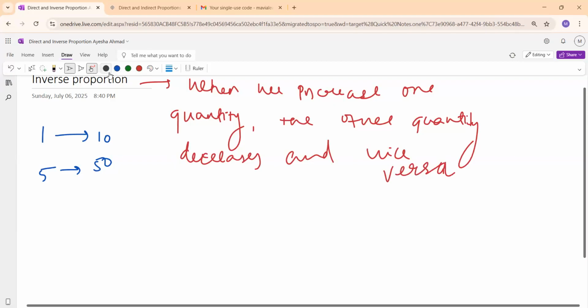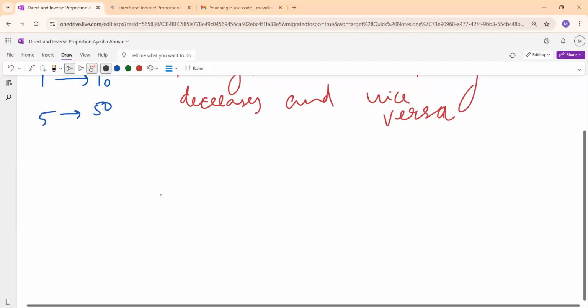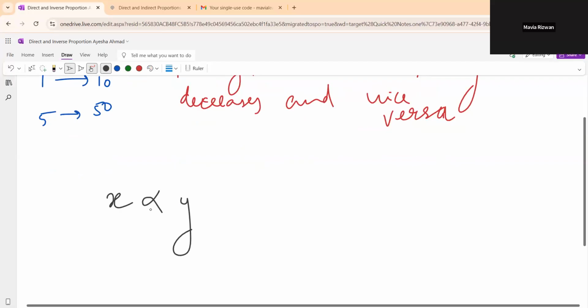Okay, so now I shall see how we write this. In direct proportion we used to write x is directly proportional to y. You remember this? Yes, sir. This was the sign for proportionality. We used to say x is proportional to y. This meant that if x is increasing, then y would also increase. But this was for direct.